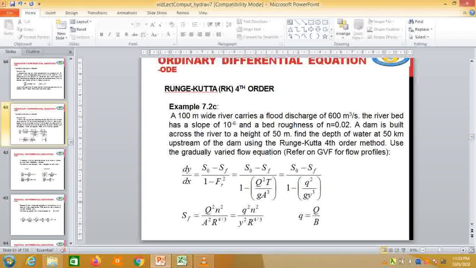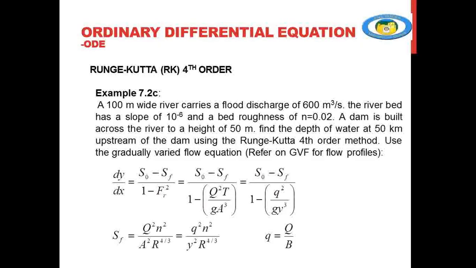Refer to the gradually varied flow for flow profiles. We have talked about this equation when we discussed gradually varied flow, and we have done part of this problem as an example there. So dy over dx is equal to the bed slope minus the friction slope over 1 minus the Froude number squared. Or you can represent this as S naught minus SF over 1 minus discharge squared times top width over acceleration due to gravity times cross-sectional area cubed.